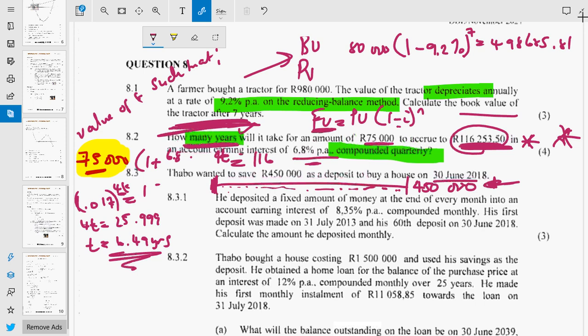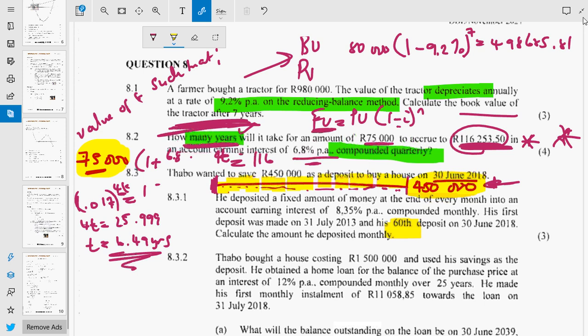So what they're actually telling you here is you have 60 payments. So I'm saving up 60 payments. I'm saving up to get this accumulated value. Now here I'm making regular payments. So because I'm making regular payments, I cannot use the straightforward accumulation formula, but this will be an annuity.